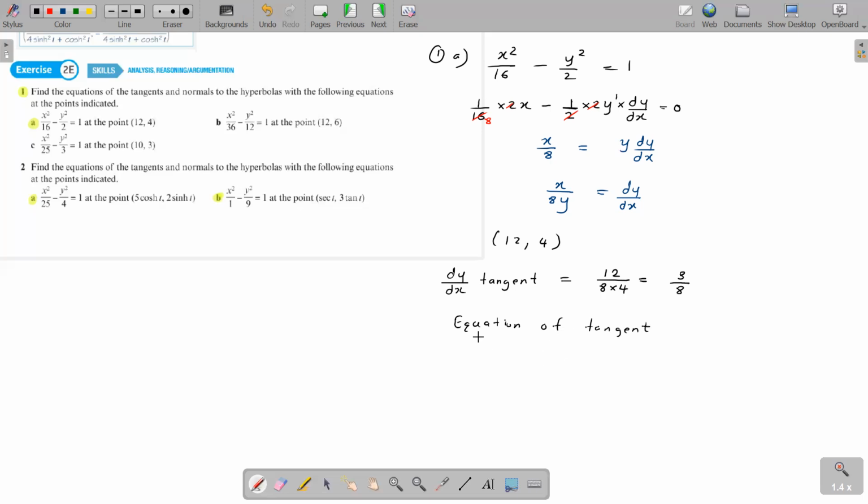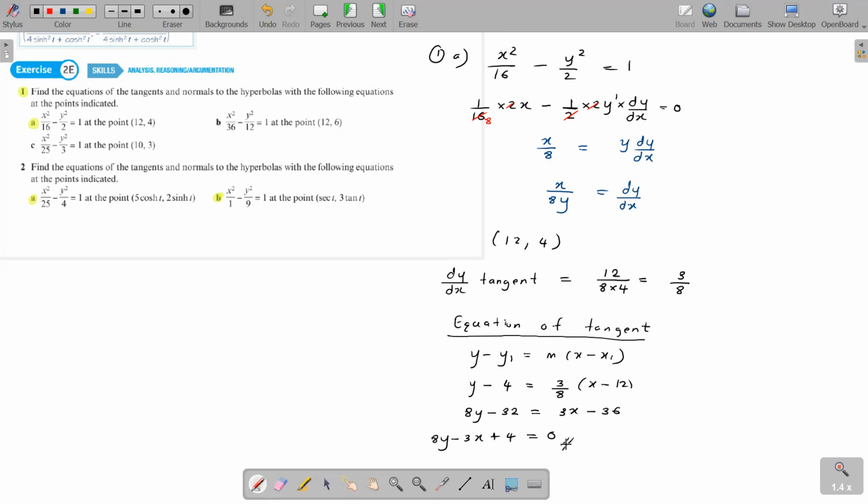Okay, so now let's get the equation of the tangent. y minus y1 equals gradient times x minus x1. y1 is 4, right? Gradient is 3 over 8. x1 is 12. Is this okay? Then I'll take 8 to the other side. I'll multiply the whole thing by 8. 8y. 8 times 4 is 32, right? Here I'll open with 3. 3 times x is 3x. 3 times 12 is 36. Do you agree with me? So I end up getting 8y minus 3x minus 32 plus 36, which is plus 4. So this is the equation of the tangent.